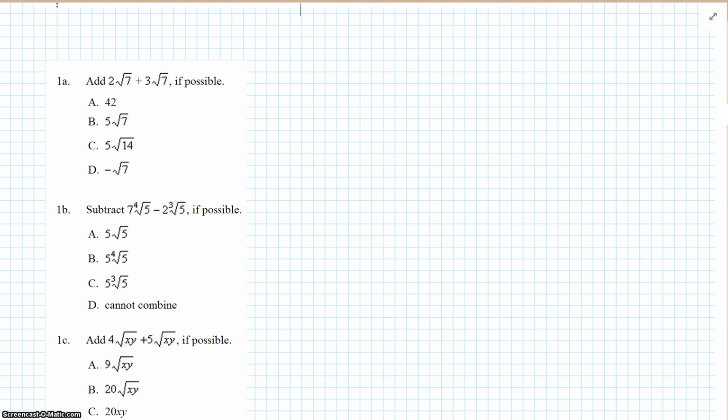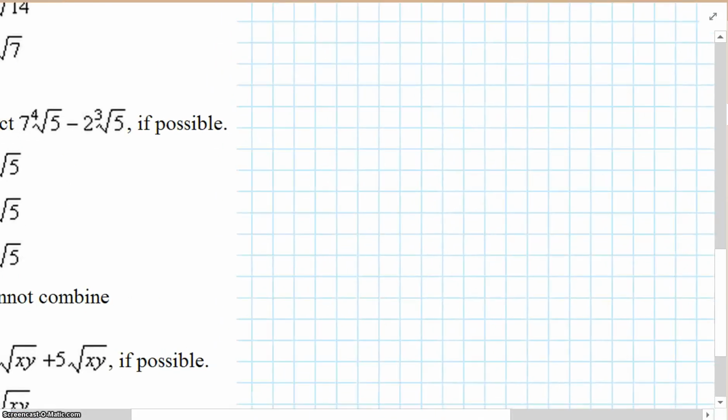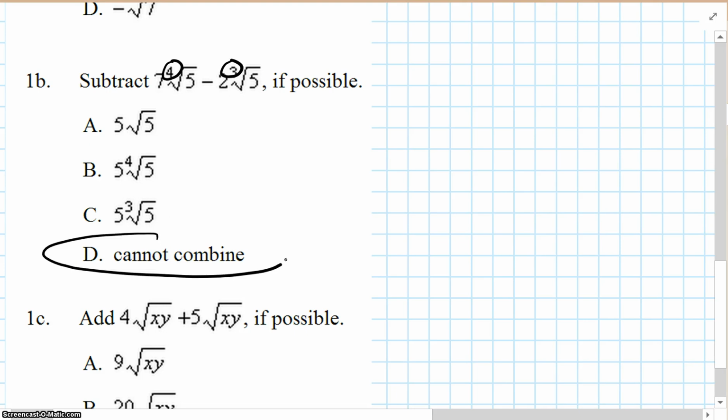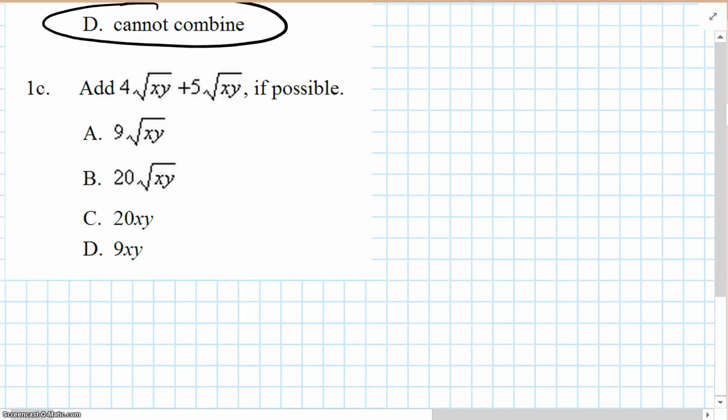Okay, so 1a. Add 2 square root of 7 plus 3 square root of 7. Since the radicand and the index are the same, we just add the numbers together, so it's 5 square root of 7. The next example, subtract 7 fourth root of 5 minus 2 cube root of 5. It's not possible because the indexes are not the same, so we cannot combine them.